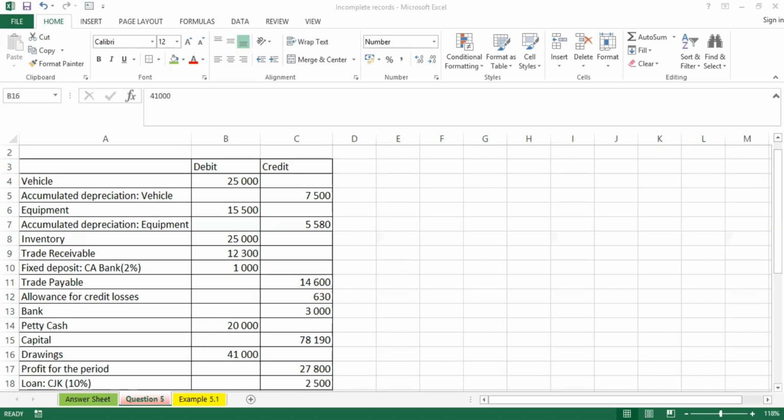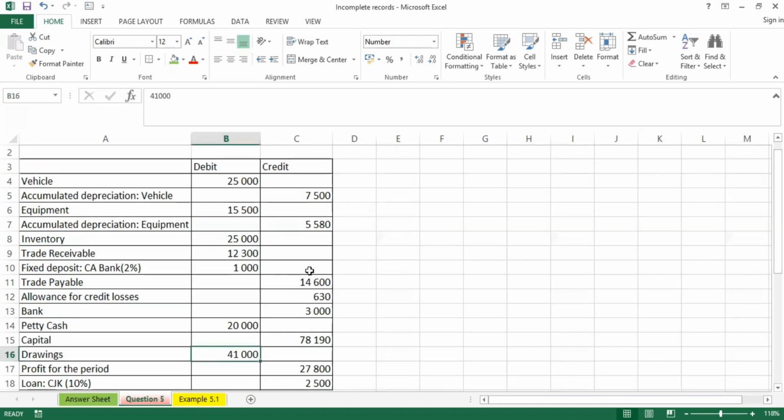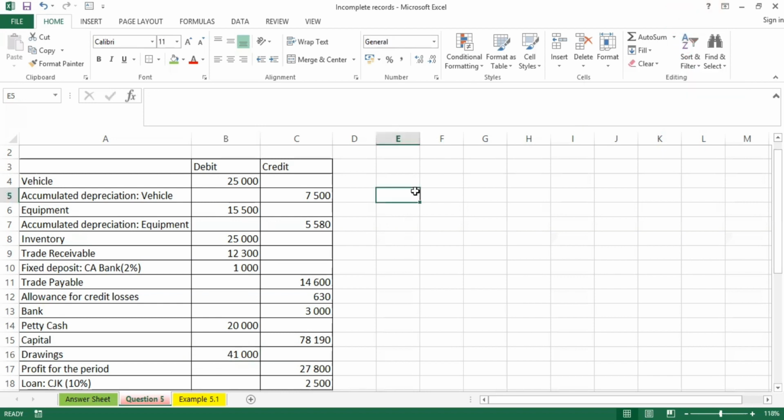We're still calculating our capital account. We're still on our capital account. I was still talking about how to get our opening balance. So we can say all the assets minus our liabilities. For example, let me just begin quickly. We say this is our vehicle, which is an asset, minus 7,000.